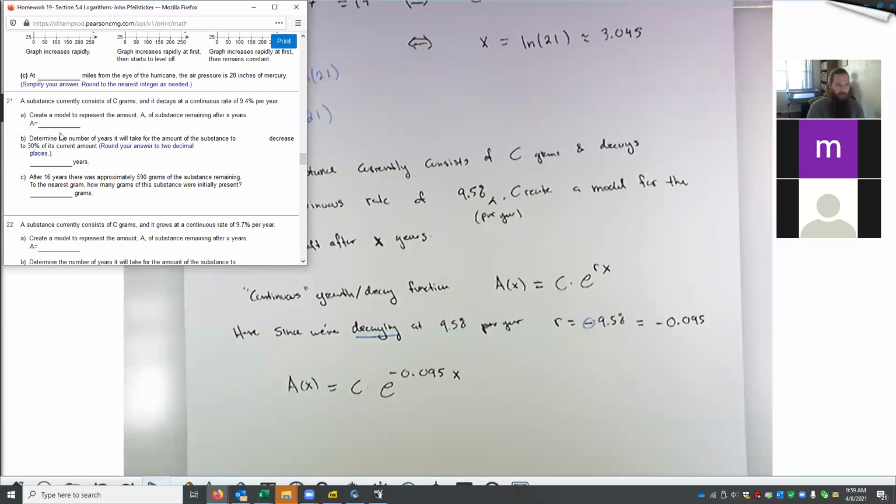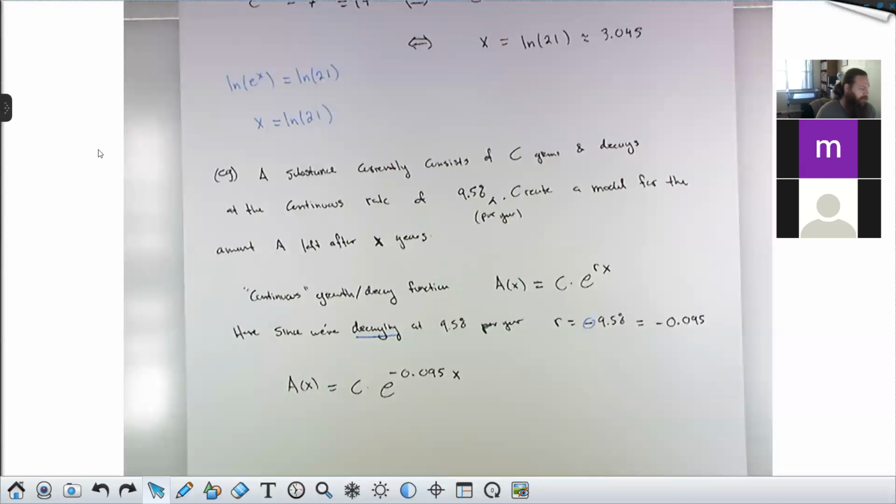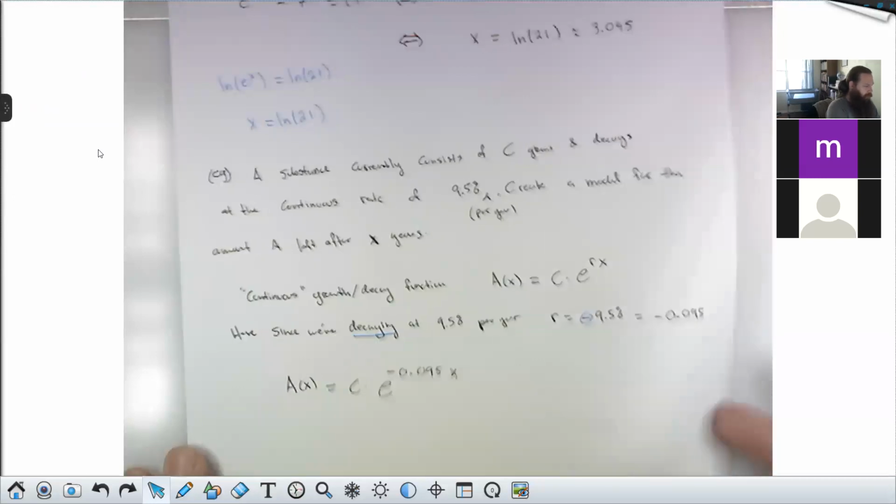Now that we have our model, we can do whatever they want with it. How long will it take for the substance to decay to 30% of the current amount? And after 16 years, there was this amount. All right, we'll figure that out in a second. So how long to get to 30% of the original amount? That's our first problem.